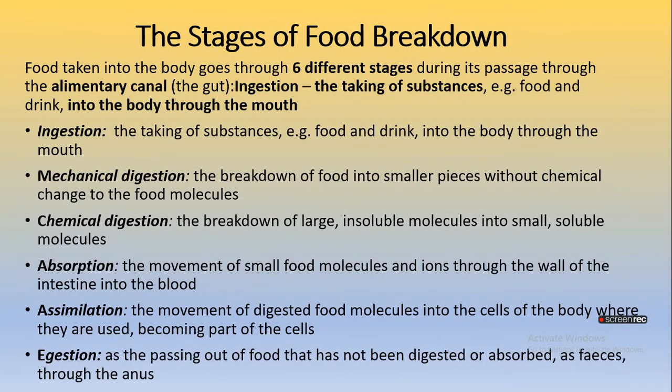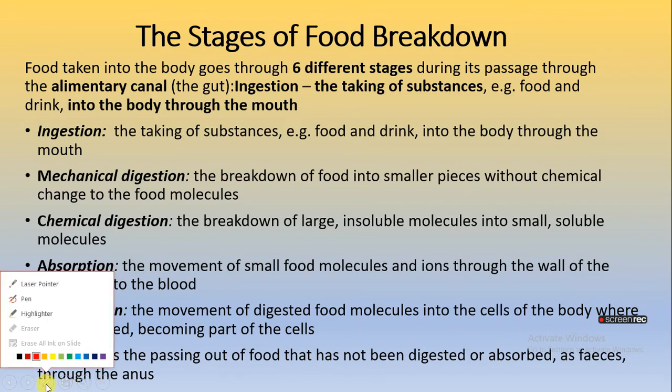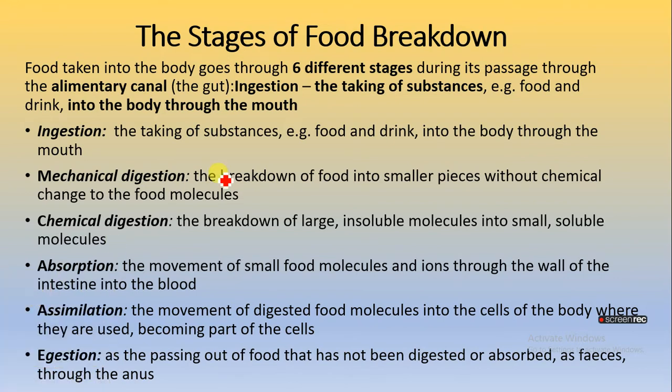So here we look at the stages of food breakdown. Now, the food taken into the body goes through 6 major stages during its passage through the alimentary canal. The first is ingestion. Ingestion means the taking of substances into the body through the mouth. Things like food and drinks that you take into your mouth are the process of ingestion.